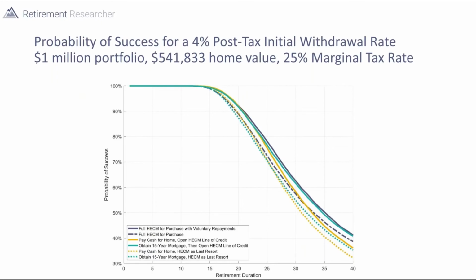Not going through all the details here, but to get just the punchline, because it's a similar kind of story, the strategy coming out on top is the HECM for purchase, and then making the voluntary payments to reduce the loan balance over time. Strategy coming in second place would be to take out a 15-year mortgage, but then at the end of 15 years, open the line of credit so it can start to grow. And you can see that the worst strategy coming out here would be to just pay cash for the home and treat the reverse mortgage as a last resort. And the second from worst would be to take the 15-year mortgage and then treat the reverse mortgage still as just a last resort after the portfolio depletes.